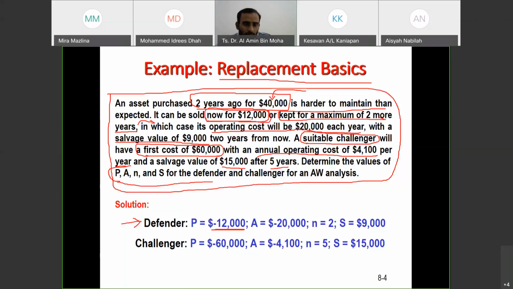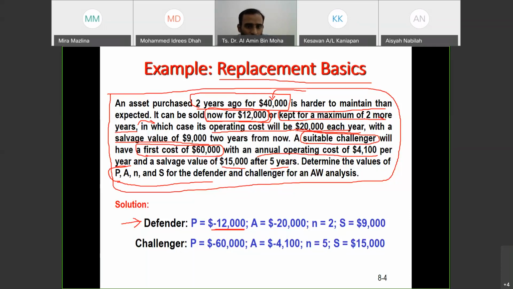So P is 12,000. What is A? For 2 years, A is 20,000 here. N is 2. The salvage value S is 9,000. So this is how we take the information out.